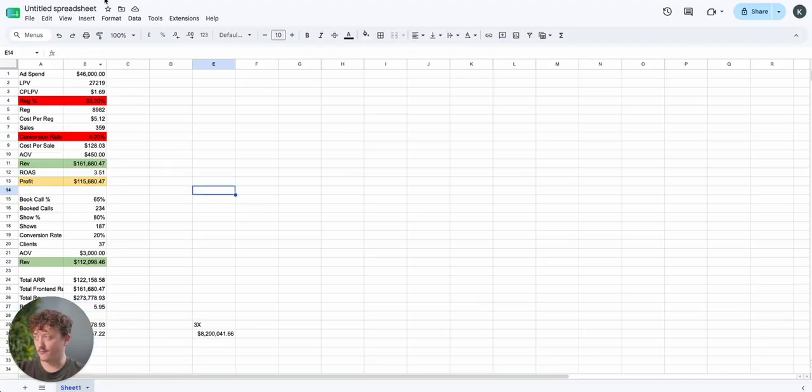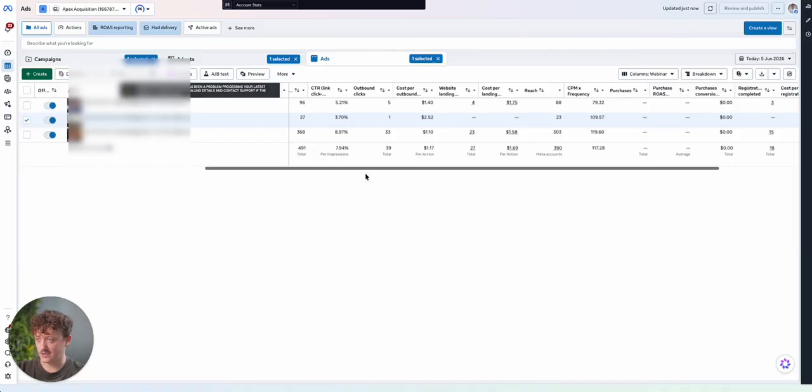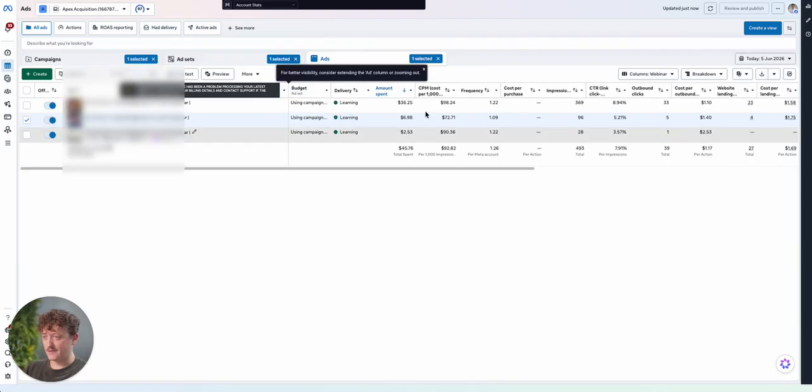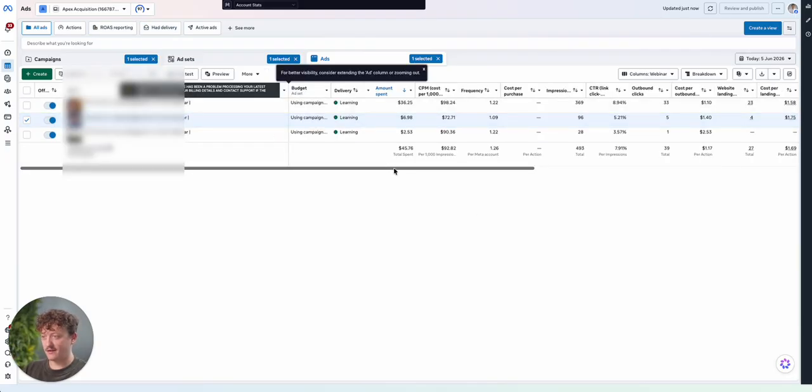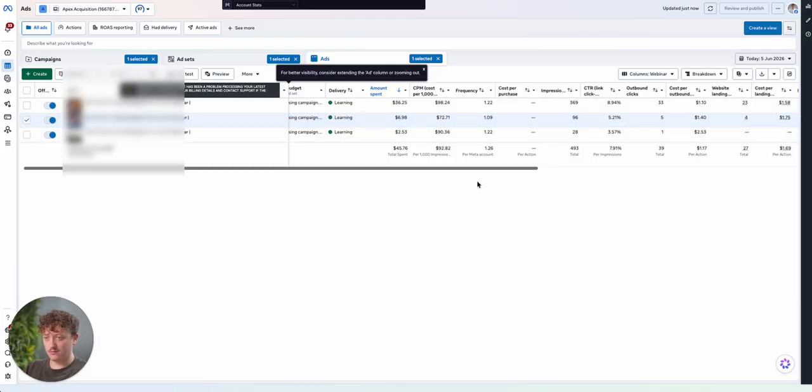So I am over the moon with how this is performing on the front end. This offer seems to be hitting. These ads seem to be pretty good. I ironically thought that this middle ad would be the best ad. It's not got any spend at all, but we'll see.